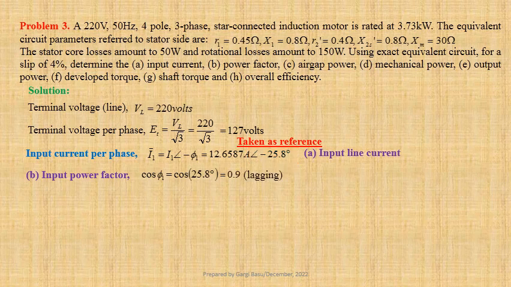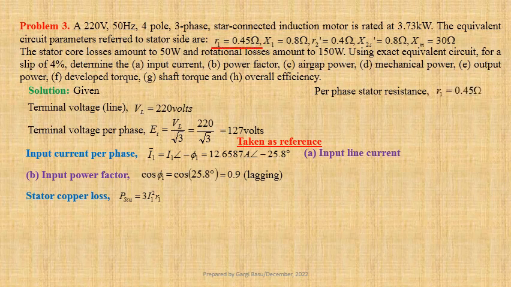Now we shall calculate stator copper loss. Ps copper equals 3 times I1 square into R1. Given per phase stator resistance R1 equals 0.45 ohm. Therefore, Ps copper equals 3 into 12.6587 square into 0.45, which is approximately equal to 216.33 watt.